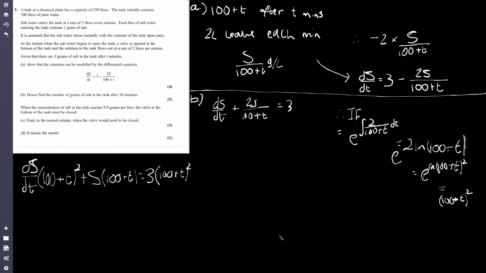Now we need to integrate both sides. To do this, I'm just going to do a bit of simplification, just so it's a little bit nicer to look at. So if we do this, this will be d over dt. So hopefully this is rather straightforward. Well, we're simplifying it, so it's going to be 100 plus t.